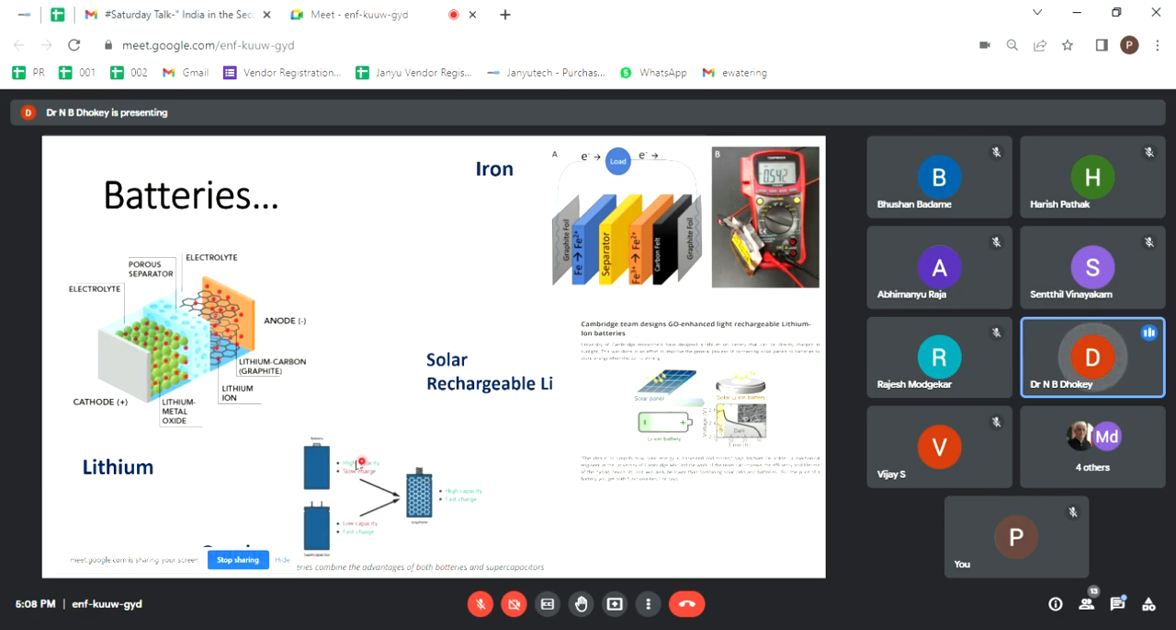And there are the graphene based batteries that people are trying to develop, and there are some examples in the public domain. I don't know the commercial applications, but these are all concepts which are well proven at laboratory scale. Only the scale up will decide the success in the market.